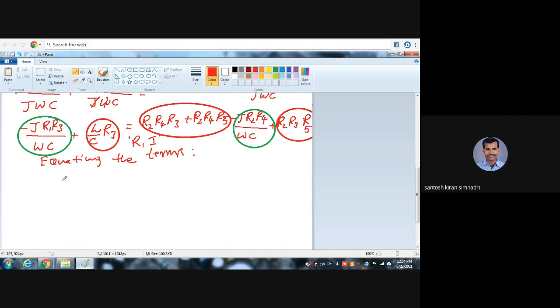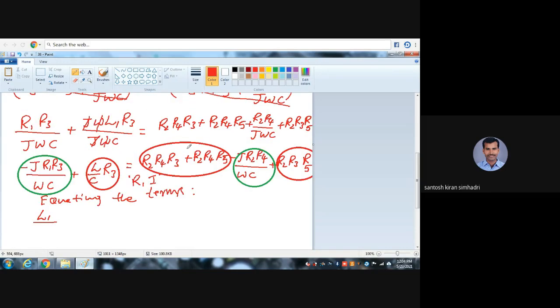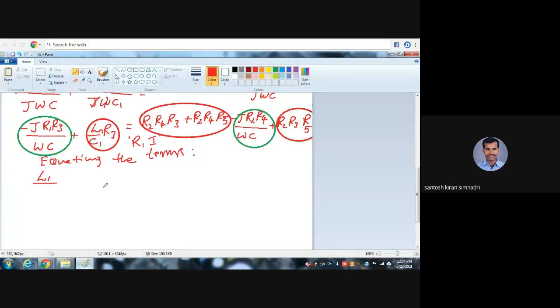Very simple. First, I will do the real part. What is the expression? Very simple. L1 by C1 into R3 equals R2 into R4 into R3 plus R2 into R4 into R5 plus R2 into R3 into R5. This is equating the real part.